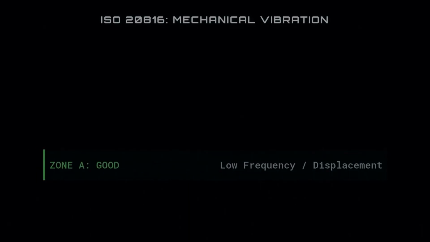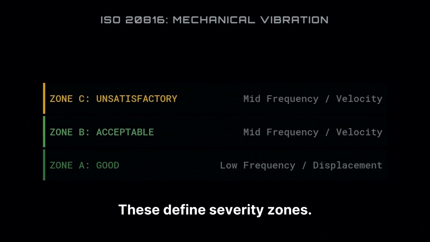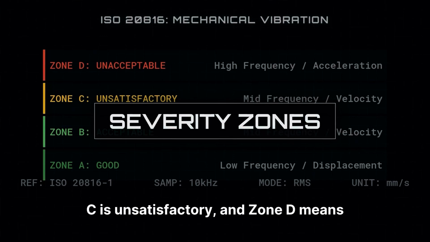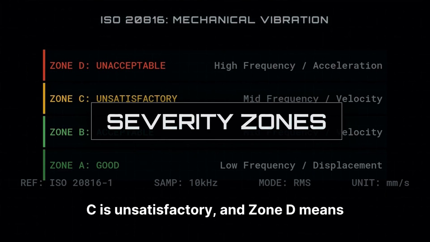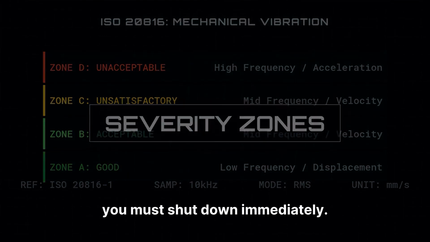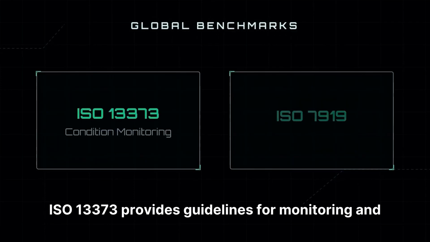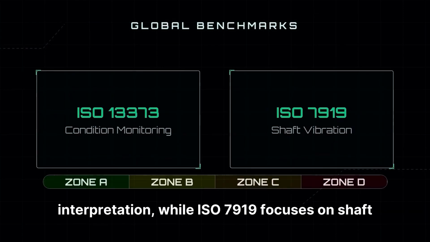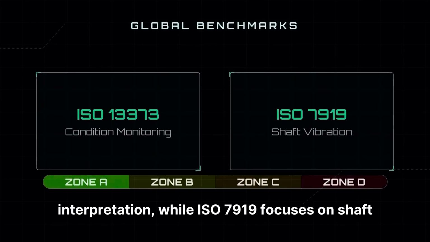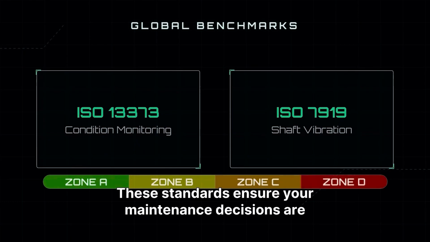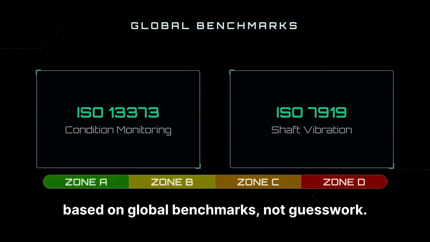Industries follow strict ISO standards like 10816 and 20816. These define severity zones. Zone A is good, B is acceptable, C is unsatisfactory, and Zone D means you must shut down immediately. ISO 13373 provides guidelines for monitoring and interpretation, while ISO 7919 focuses on shaft vibration. These standards ensure your maintenance decisions are based on global benchmarks, not guesswork.